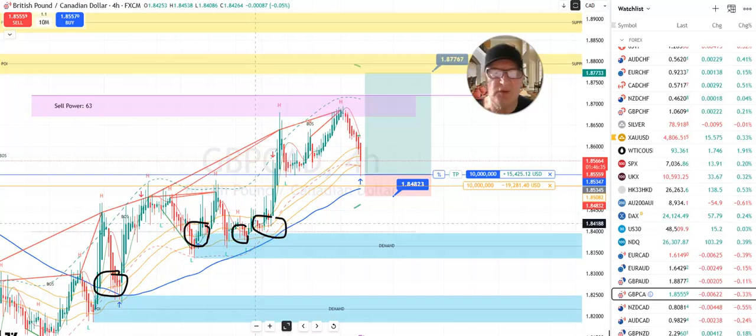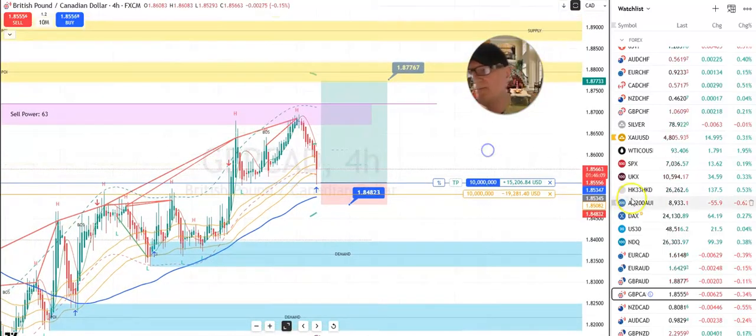We can see the price has moved into the golden zone. It's above this support line here, so our stop is 18482. Good luck with that trade.